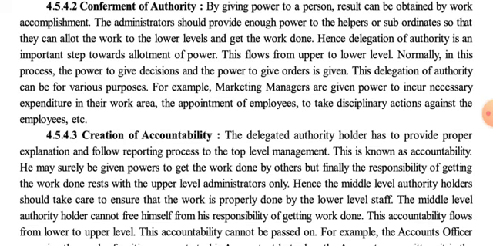Results can be obtained by work accomplishment. So here, with the conferment of authority, or we can say by giving power, we make sure that the work will be completed within a stipulated time period. The administrator, that means the top level officers, should provide enough power to the helpers or subordinates so that they can allot the work to the lower levels and get the work done.